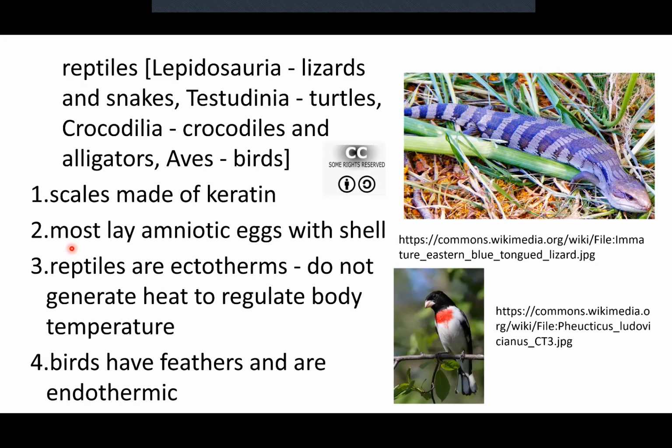Reptiles are ectotherms, meaning they cannot regulate their own body temperature, so they have to bask in the sun to generate heat in order to digest their food, and to even exist. Although a lot of the time they'll still feel cold, and they can go into a period of hibernation called brumation. And then birds have feathers and are endothermic, so they can regulate their body temperature.